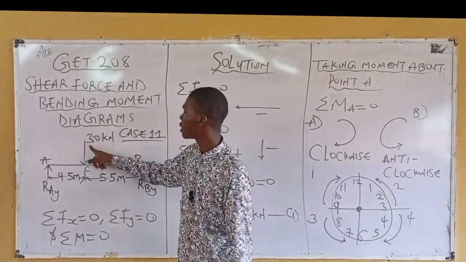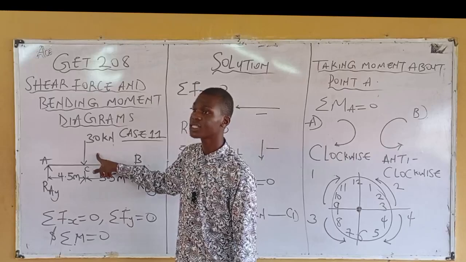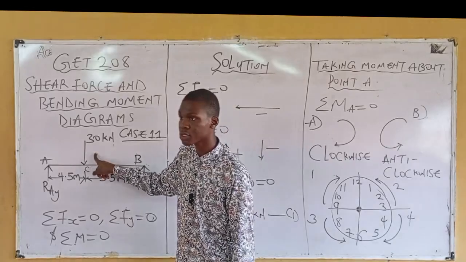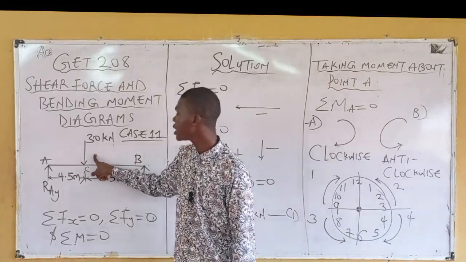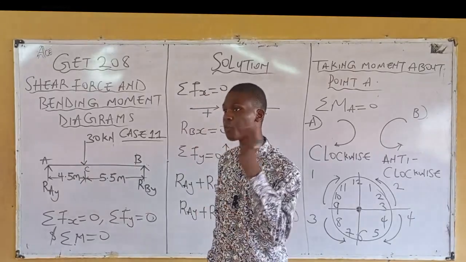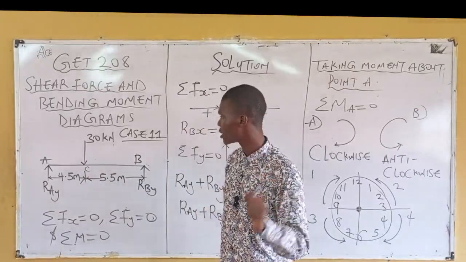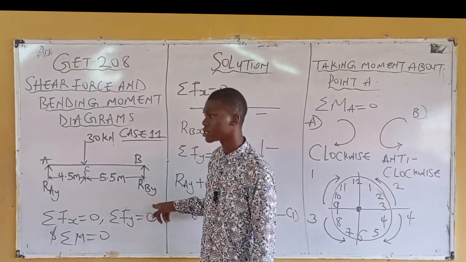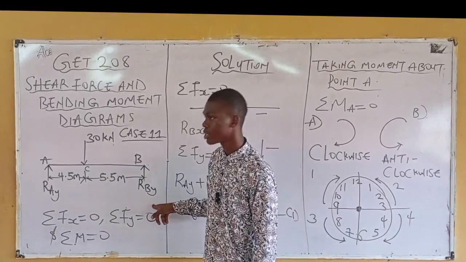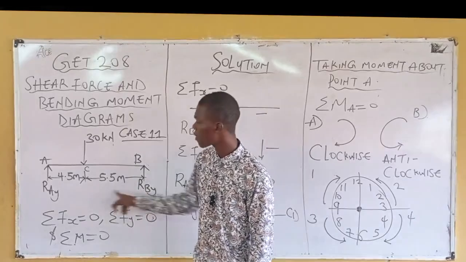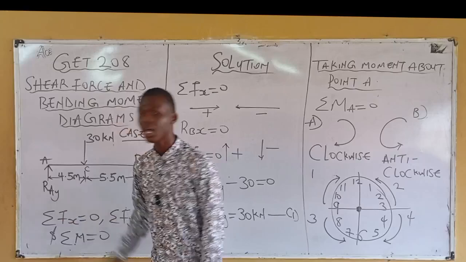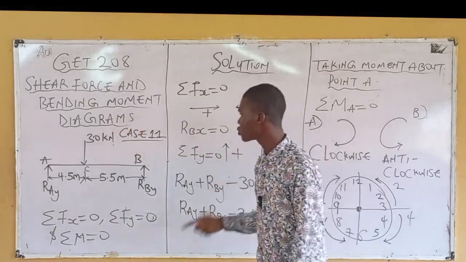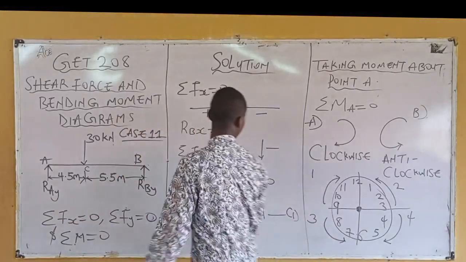For this first one, I have what? The force here is what? 30 kilonewton. The distance is what? 4.5. Meaning I have 30 times what? 4.5, right? Let's keep that. The second one, what do I have? RBY. This is the force. The distance now is what? 10. How do you get 10? 5.5 plus what? 4.5. Now the question is, in what direction is this 30 going?